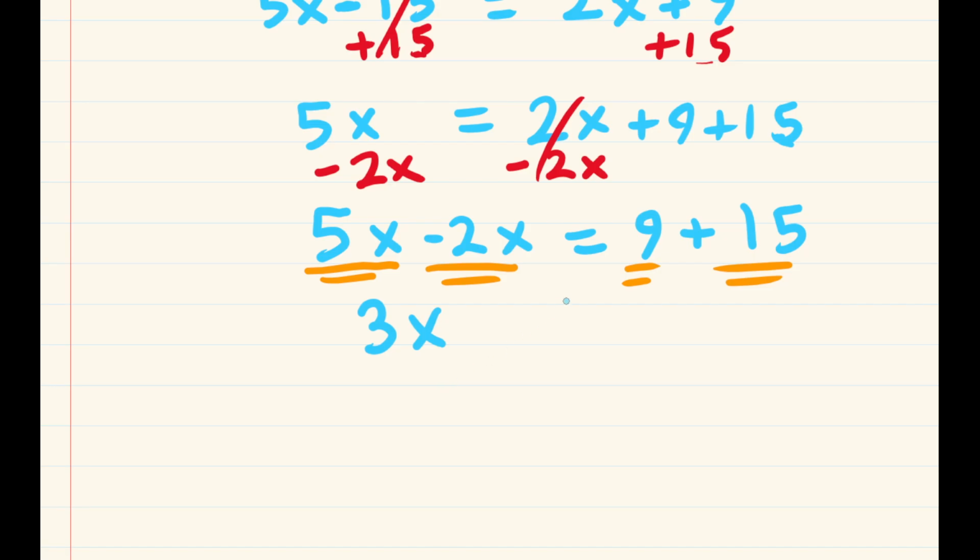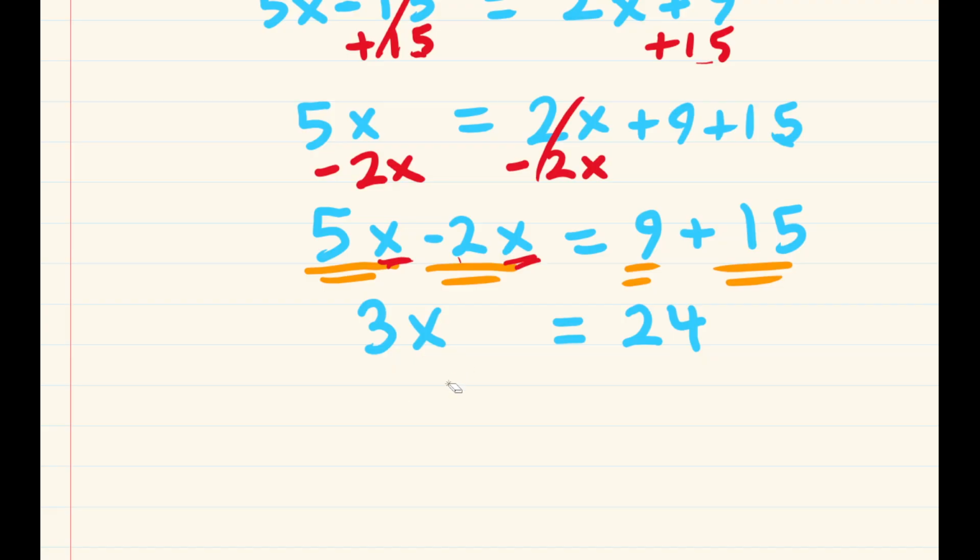So we have 3x equals, and right here, positive 9, positive 15. We combine them. 9 plus 15 is 24. And there we go. We're very close to isolating this x. Because we combined these like terms, we had x's in 2 places, here and here. Now we have an x in 1 spot, right here.